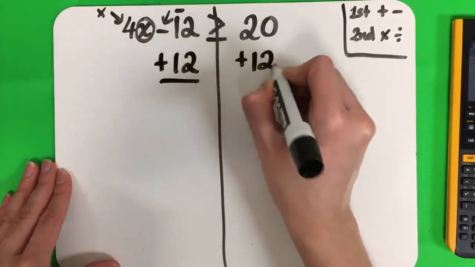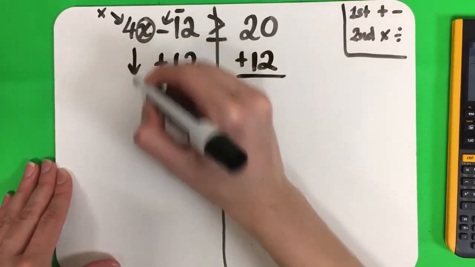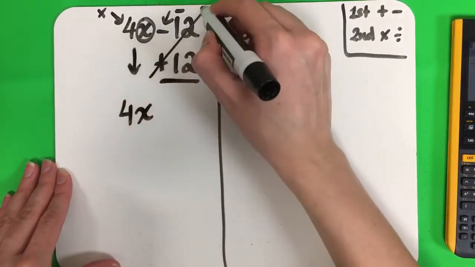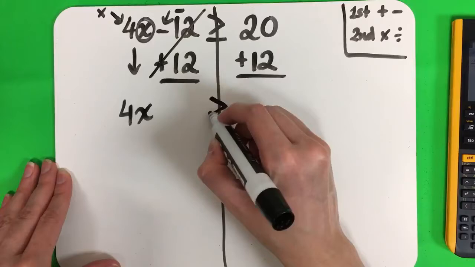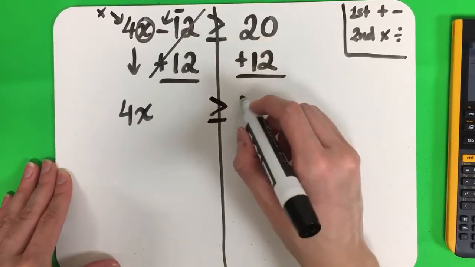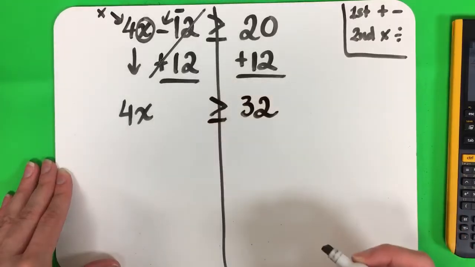Copy plus 12. Here, copy down 4x. Negative 12 plus 12 is 0, cancel. Copy down greater than or equal. 20 plus 12 is 32.